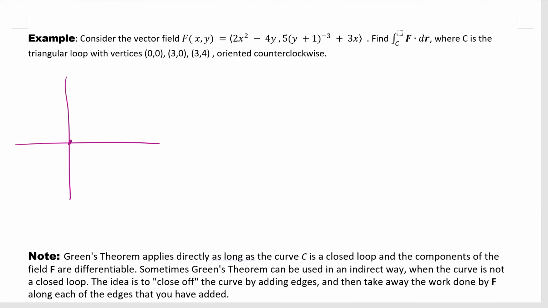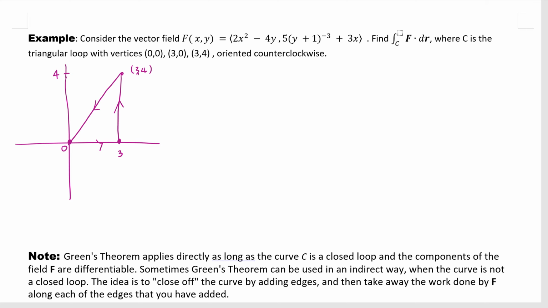So (0, 0), (3, 0), (3, 4). Okay, so this is the triangular loop. So far, so good, everybody? Okay, so the curve is oriented counterclockwise. And then this is the region R, right?